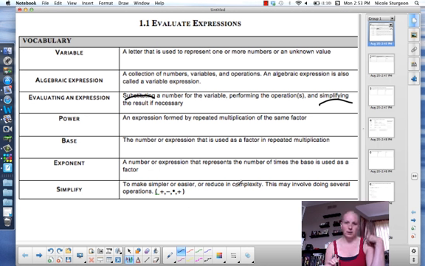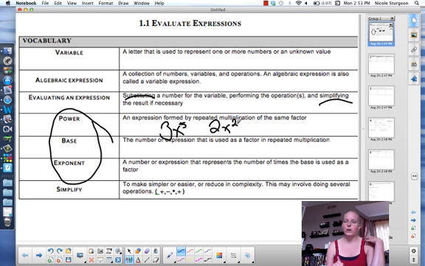The last skill that we're really going to do here is to talk about these three words here: power, base, and exponent. When we talk about power, we're talking about the whole thing. So when we're looking at something like 3x to the 5th power or 2x squared, we're going to be talking about that whole piece as being a power expression.